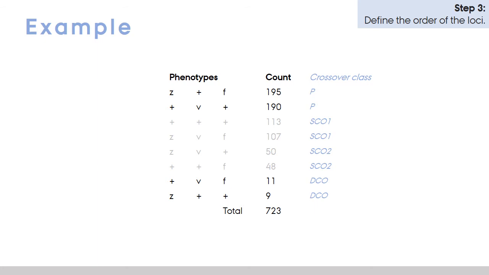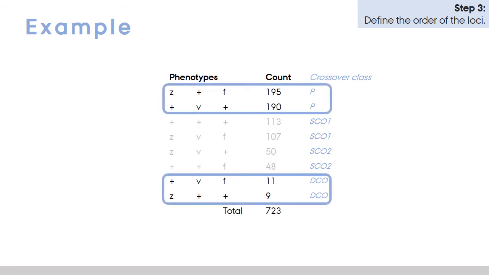Okay, step 3, define the order of the loci. To do this, we only look at the parentals and the double crossovers. Before we start, you should know that the order you see here, in this case ZVF, is completely random. It could have been anything.